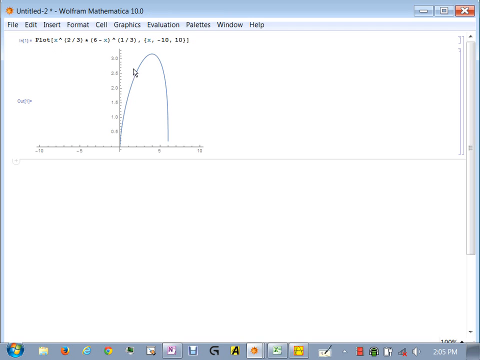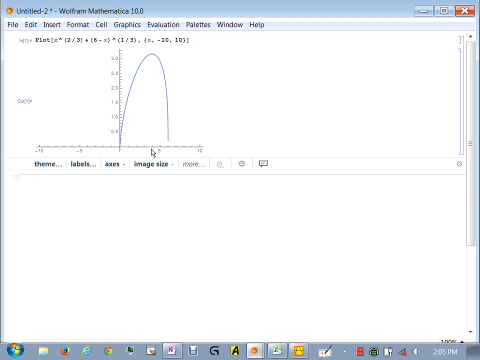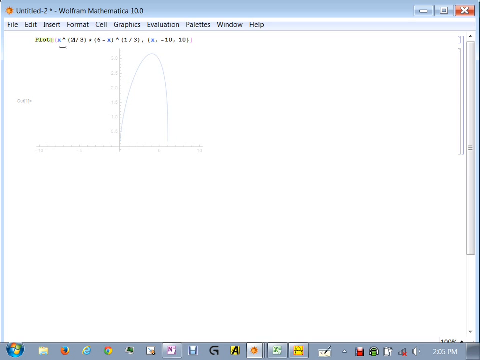Well, this is Wolfram Alpha's brains. It's the way that I do this. X to 2/3. How about this? Let me try this. X to the 1/3 squared.